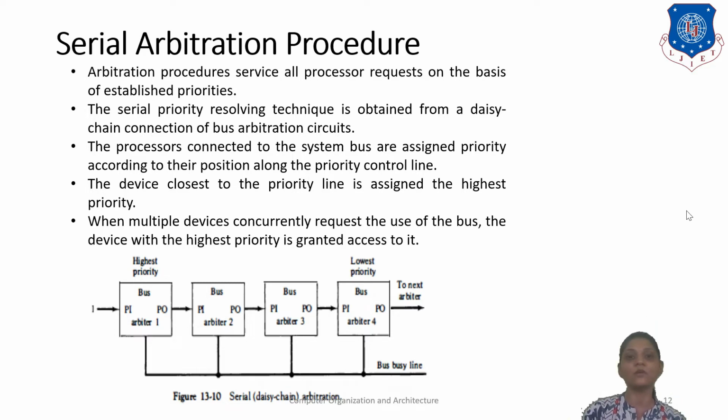When multiple devices request the bus at the same time, the device with the highest priority will be granted access. So this is the serial method, in which the highest priority is assigned to the device which is nearest to the daisy chain line.